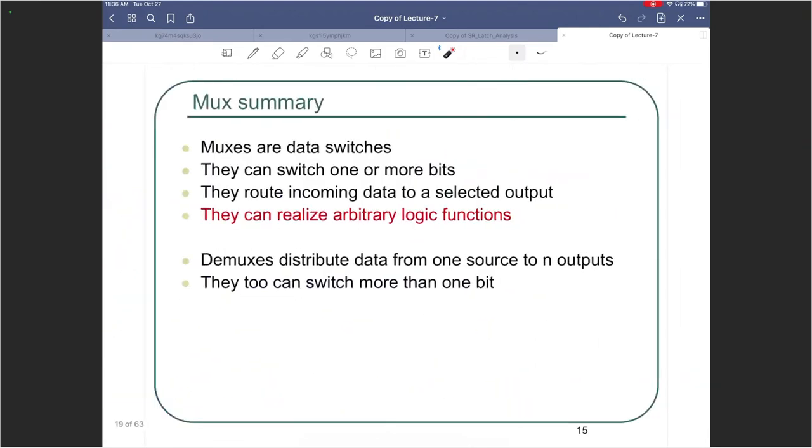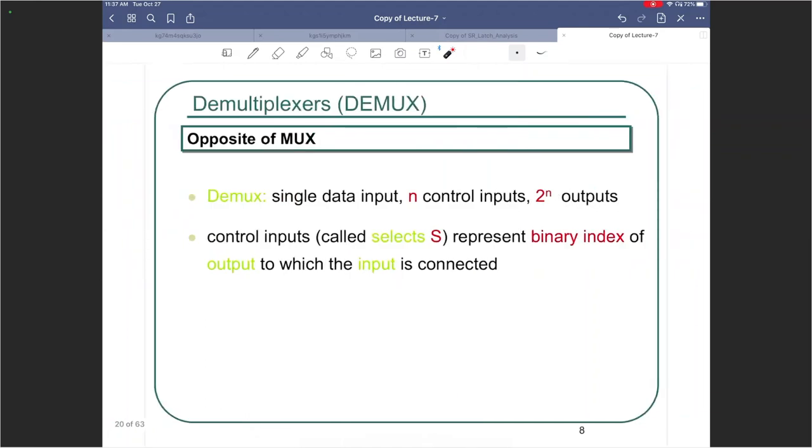All right, let's move on. So a summary of muxes. These are simply data switches. So we are selecting one from many, and each of those data inputs could be one or more bits. They route incoming data to a selected output. They can realize any arbitrary logic function. We looked at that in the context of Shannon's expansion theorem. And now we will start talking about demuxes, which do exactly the opposite of muxes. These are going to distribute data from one source to n outputs. They can also switch more than one bit. So let's take a look at demux, exactly the opposite of mux.